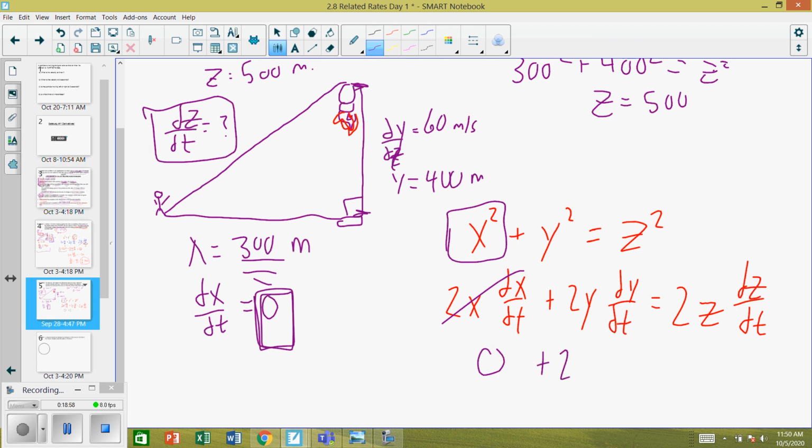Plus 2 times y, which was 400, and dy over dt was 60, equals 2 times z, which was 500, times dz over dt, which is what I'm looking for. Now, a question I want you to ask yourself is, is the answer going to be positive or negative? That's always a good thing to help you make sure you're on the right track. As this rocket is rising, is the distance between them increasing or decreasing? I think it's pretty obvious that it's going to be increasing. So your final answer better be positive.